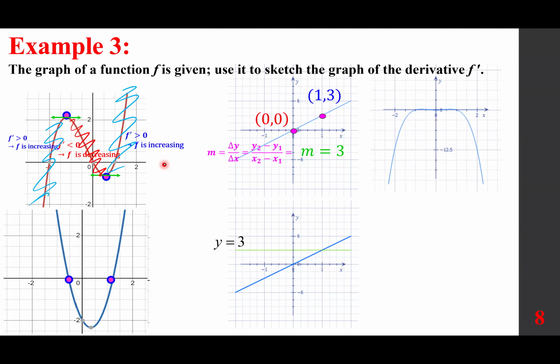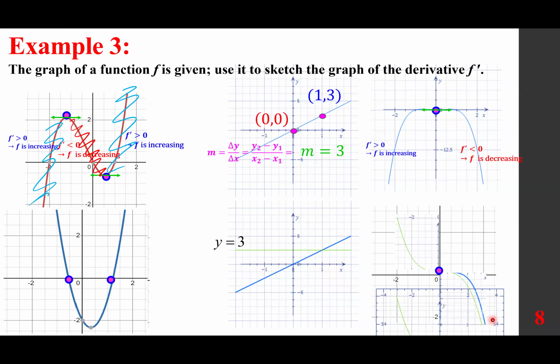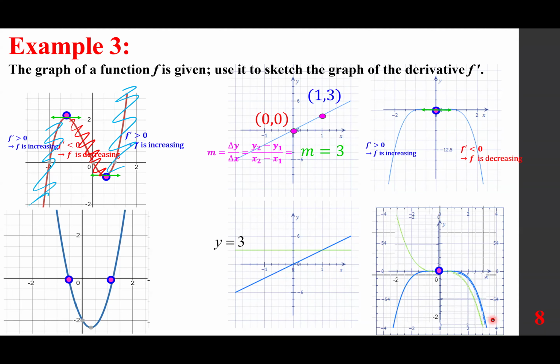What about this function? Again, let's start with the easiest point, peaks and valley. There's only one peak, which corresponds to the x-intercept for f prime. If you look at this side, the function is increasing. That means f prime is positive, above the x-axis. But this side is decreasing, f prime is negative, below the x-axis. Put it together. So that's a rough sketch, fairly simple.